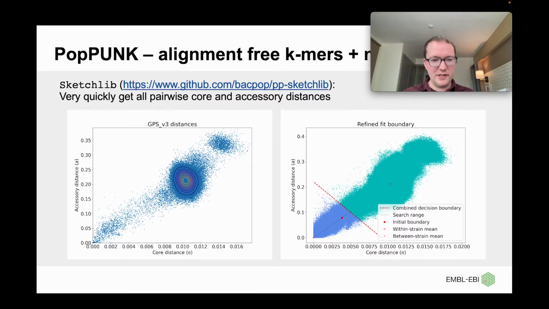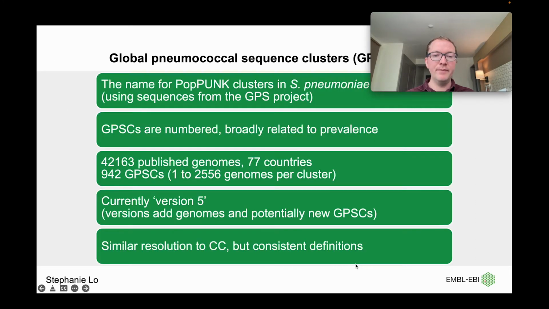This is what it looks like on the GPS dataset, with about 10,000 genomes. So you've got a blur here. It would be unclear where to draw this line, but through optimization, we find a good boundary here.